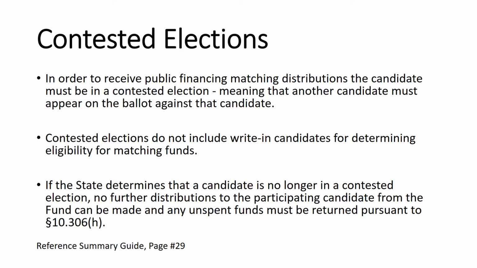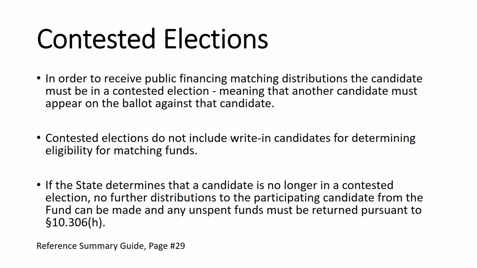In order to receive public financing matching distributions, the candidate must be in a contested election, meaning that another candidate must appear on the ballot against that candidate. Contested elections do not include write-in candidates for determining eligibility for matching funds. Public campaign financing is only available to candidates participating in contested elections. A contested election is defined as an election in which there are more candidates for an office than the number who can be elected to that office.